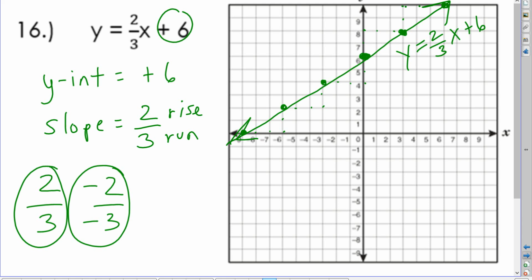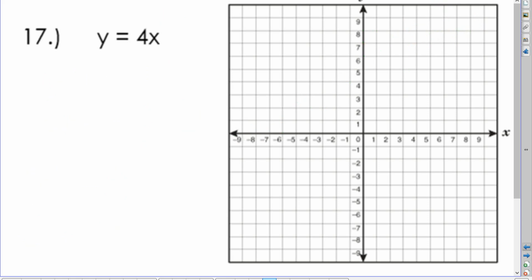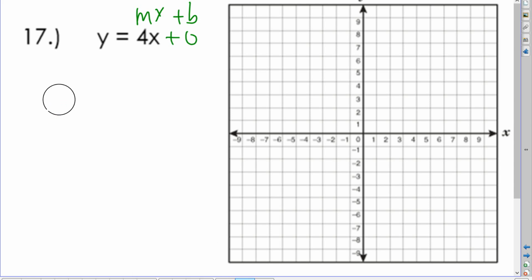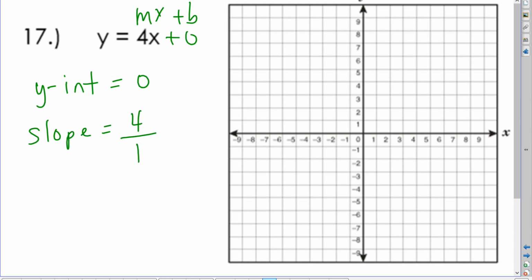Let's try one more. In this question, I'm missing my b term. I have a slope, but I don't have a y-intercept. The only number that can be left invisible when you're adding is 0. So the y-intercept is the origin. So the y-intercept is 0, and the slope is 4. But remember, slope is a ratio, so if you don't have the denominator, you fill in an invisible 1.